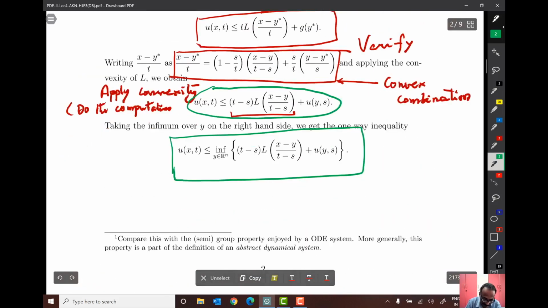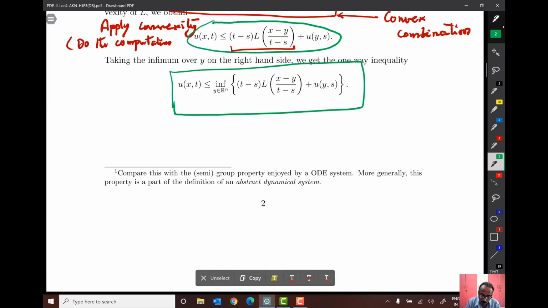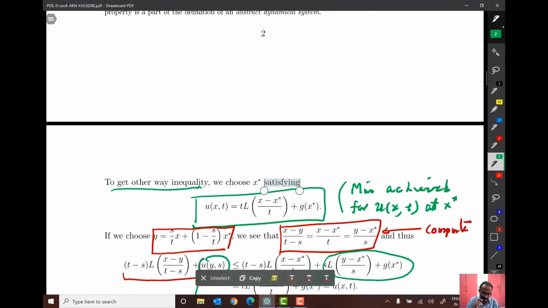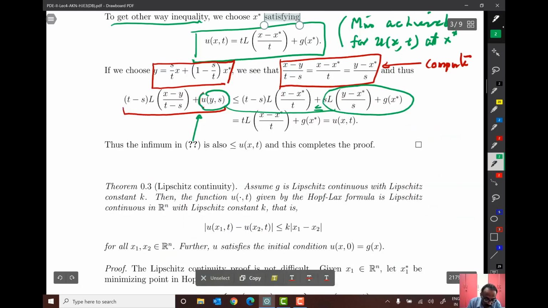Yeah, that's what I remark. Compare this with a semi-group property enjoyed by an ODE system. This property is part of any abstract dynamical system. So you proved the Hopf-Lax formula. The minimal value given by the Hopf-Lax formula satisfies a dynamic programming property. So we are now going to derive.